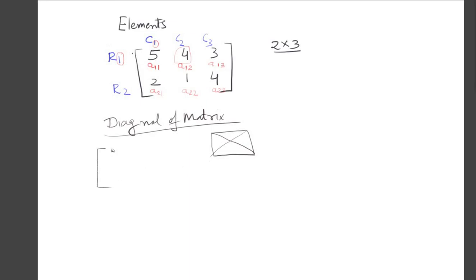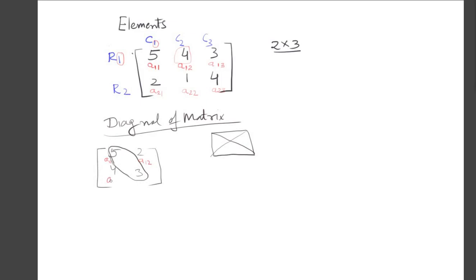So similarly, if I've got a matrix like this, 5, 4, 2, 3, so that's my diagonal here. That is my diagonal. I've got just one diagonal here. So if I were to name the elements here, this will be A11, and this will be A12. Am I correct?